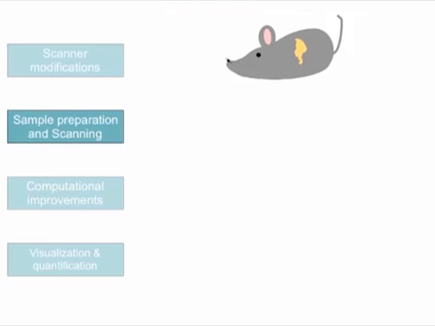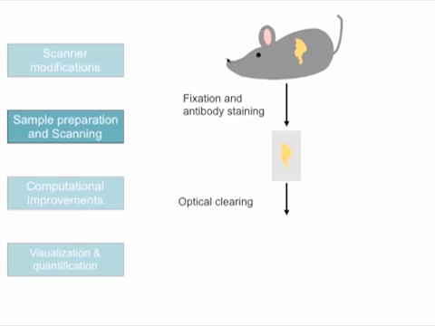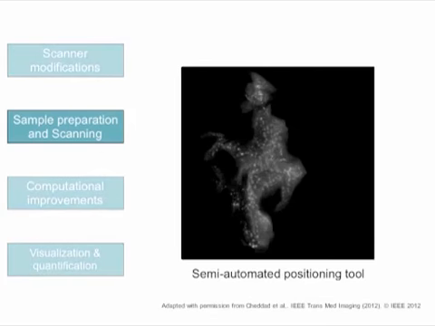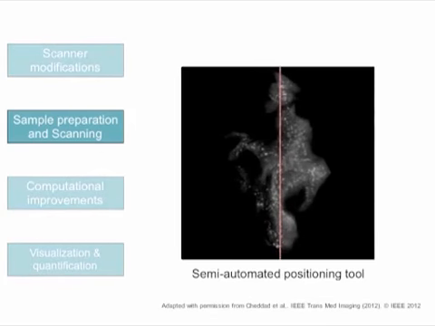The specimen is first isolated, fixed and home-mount immunostained before it's embedded in agarose and optically cleared. It is then attached to a custom-made sample holder. A semi-automated positioning tool is utilized to ensure correct centering in the scanner.